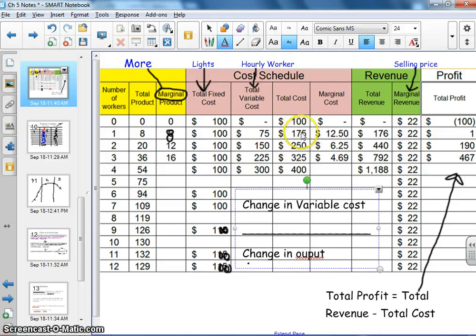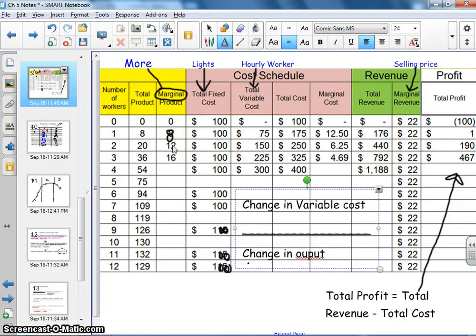We're spending an additional $75 for what? To get 8 more units. We got 0 the last time, and we now got 8. So the marginal product, how much more are we getting, is 8, as compared to how much more we have to spend, 75. Now let's look at 2 workers. How much more are we spending? We go from 175 up to 250, or our variable cost goes from 75 up to 150. Either way, we're spending an additional $75 when we go from 1 worker to 2 workers.